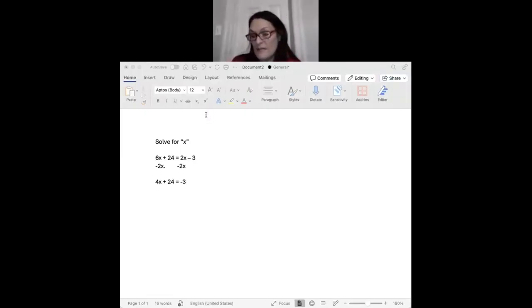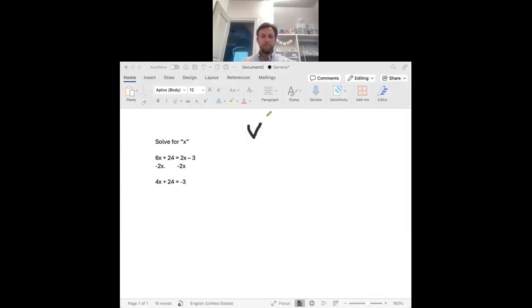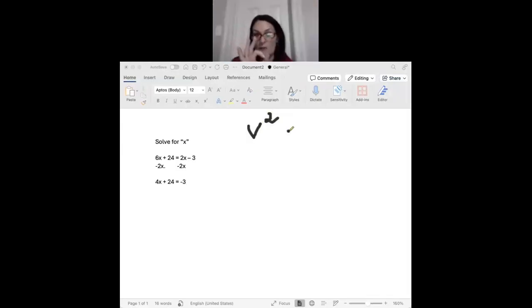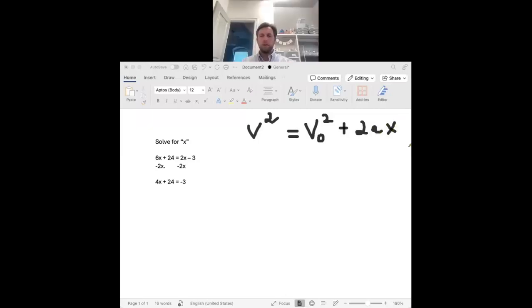It was V squared equals V, and then a little tiny O at the bottom of the V, and then up to the second power, plus 2AX. Yeah, that one was crazy. Say it again. V is in Victor, to the second power, equals V with a little small O at the bottom of the V, to the second power, plus 2AX. So what do you have to do? Let me see. Solve for X?